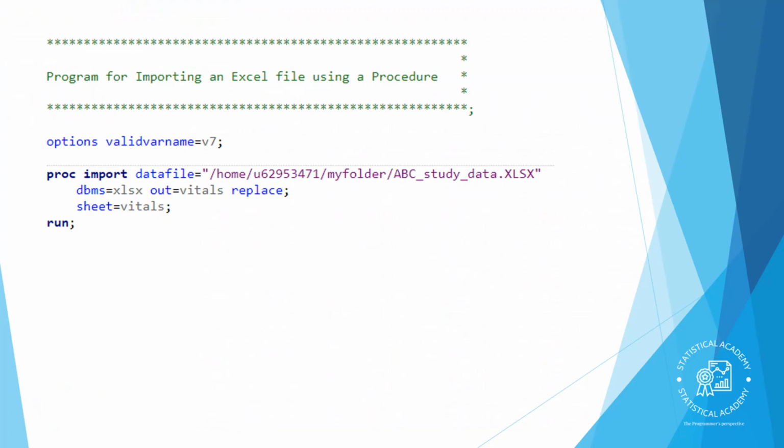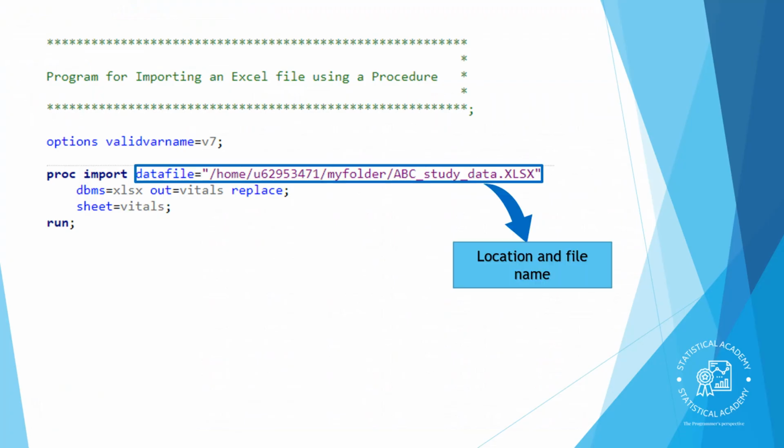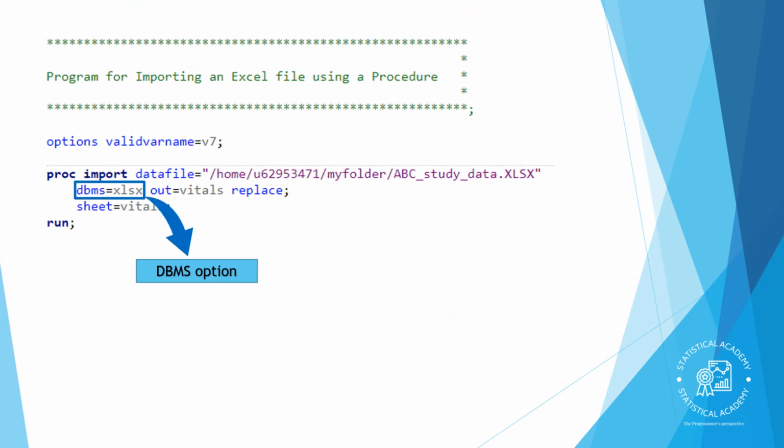Let's look at the program. The DATAFILE equal to value should have the path and file name. As we were giving for the infile statement, the same way we should give here. The DBMS option references the ExcelSX. DBMS stands for Database Management System.